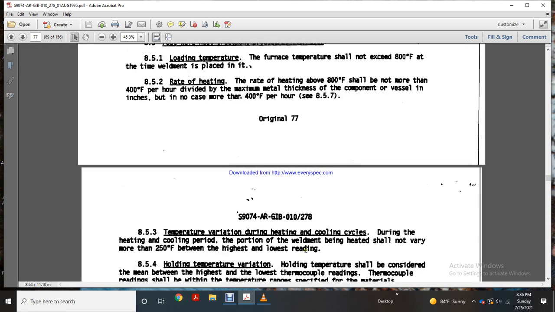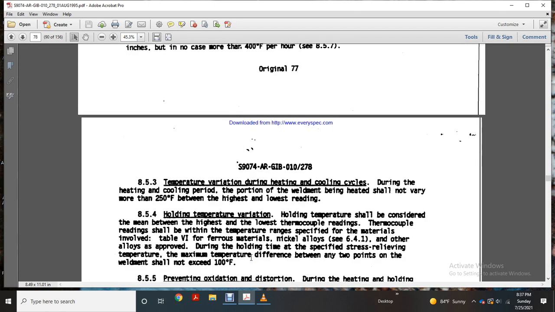853 temperature variation during heating and cooling cycle. During the heating and cooling period the portion of the weldment being heated shall not vary by more than 250 degrees between the highest and lowest reading. 854 holding temperature variation. Holding temperature shall be considered the mean between the highest and lowest temperature.